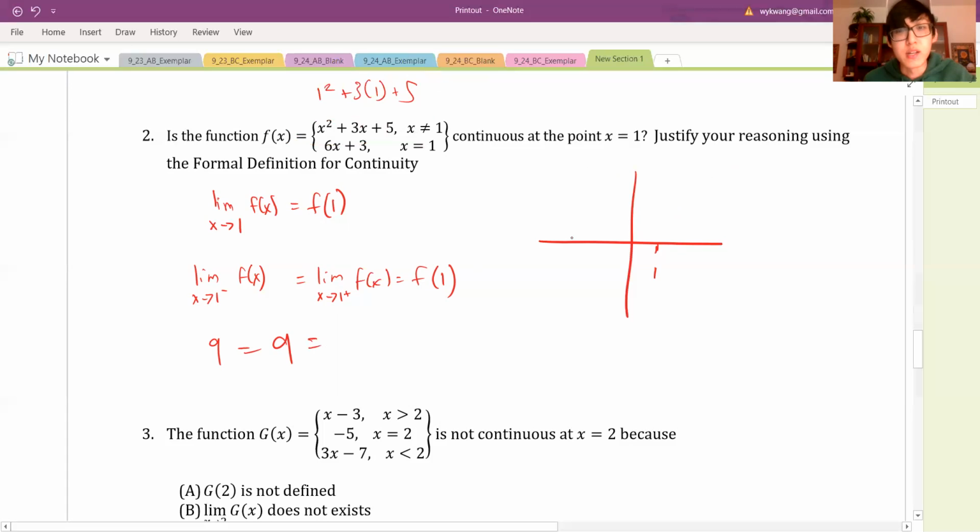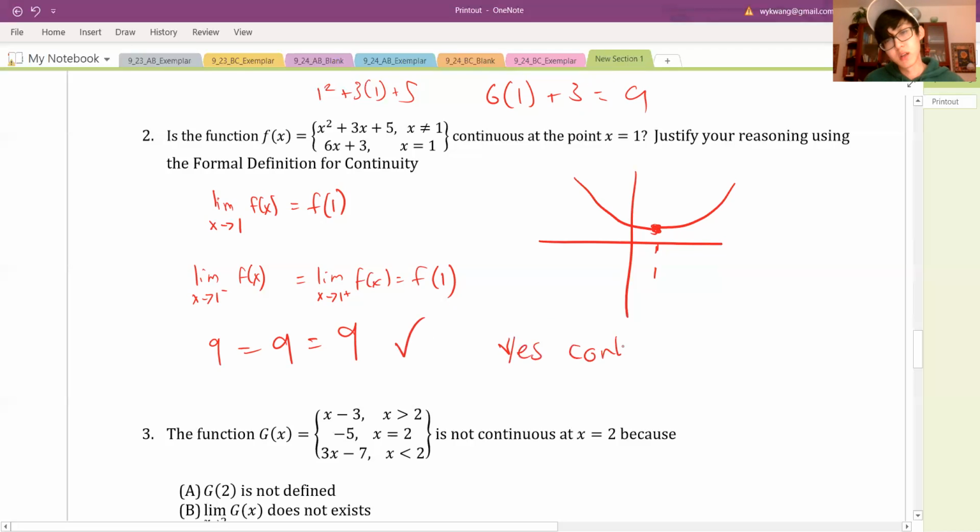Now, the real question is, where is this hole? We have this parabola, cool, but where is the hole at 1? Like, what does it actually equal? Well, let's plug 1 into 6x plus 3. So 6 times 1 plus 3. Oh, that also equals 9. Awesome, so they all equal each other. That means it perfectly fills in the hole right here. So it is continuous. Yes, continuous.